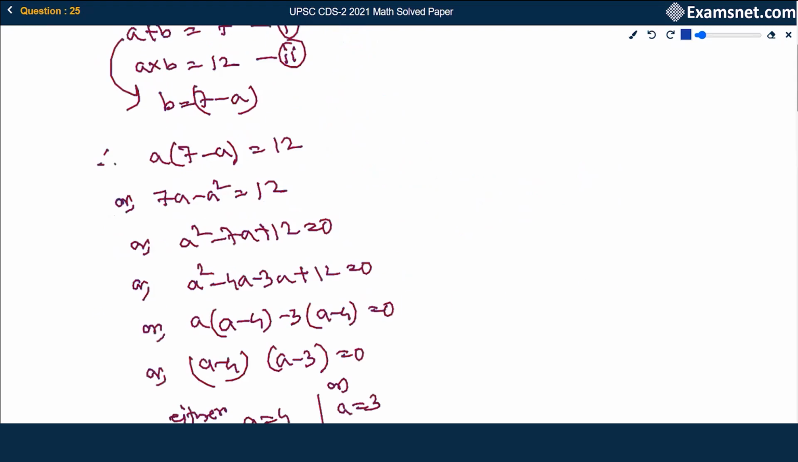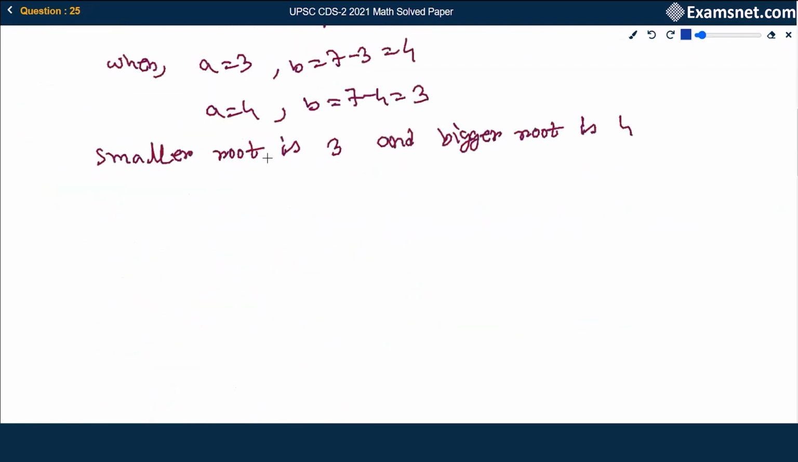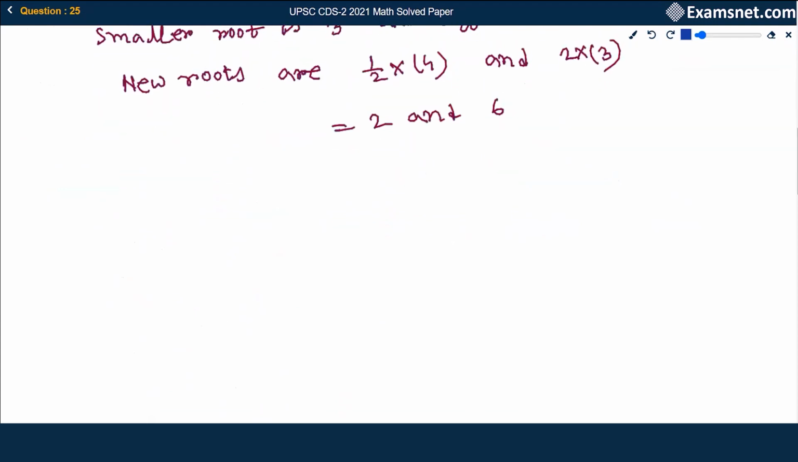Now, according to the question, the bigger root is halved and the smaller root is doubled. So make one half and another one double. New roots are: bigger root is halved, so half of 4, and double of the smaller root. 2 and 6. Now we know if we are given the roots how to form the quadratic equation.